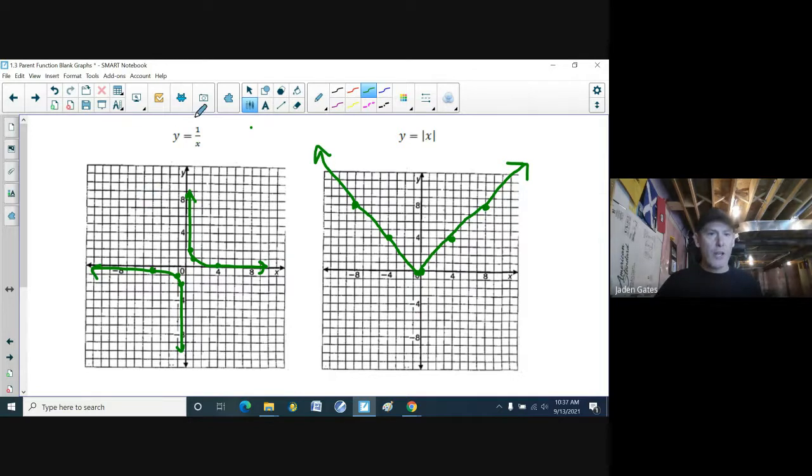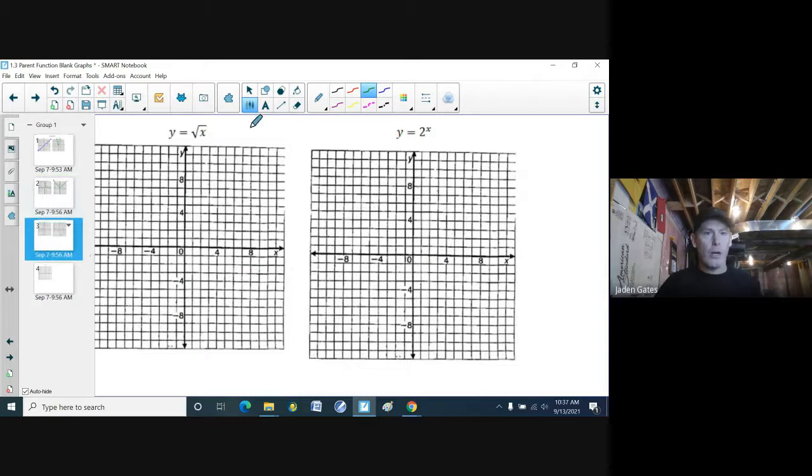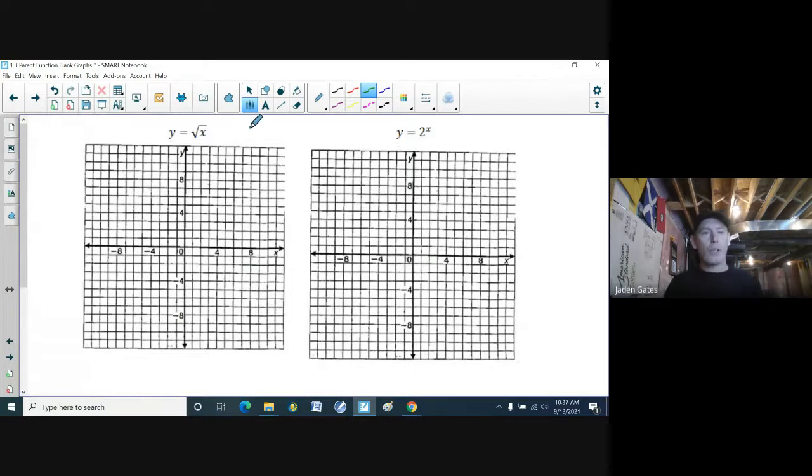Now, this is our rational equation here. Let's see what else we got here. Okay. Y equals the square root of x. All right. Well, the square root of 0 is 0. Put in x equals 1. The square root of 1 is 1. So there's my y value. And I'm going to pick 4 because I like to pick a nice number here. If I put in x equals 4, the square root of 4 is 2.